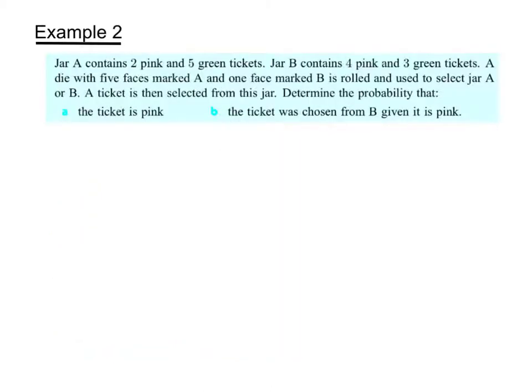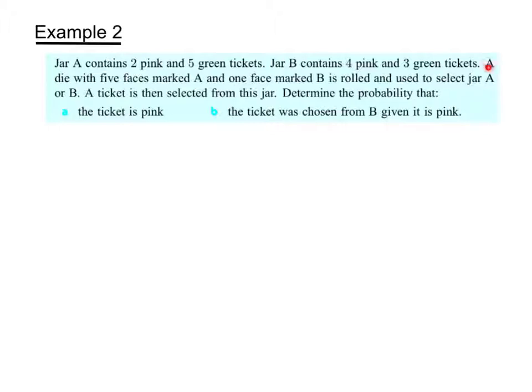One more example problem here. In this problem, we're given jar A, which contains 2 pink and 5 green tickets. So 7 tickets total. Jar B contains 4 pink and 3 green tickets. Again, 7 tickets total, but a different arrangement.